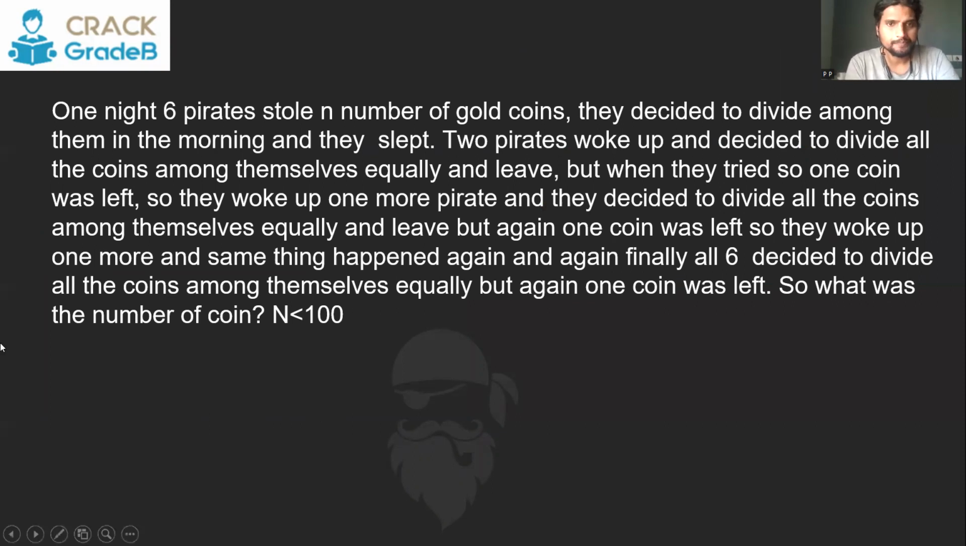Let's read this. One night, six pirates stole n number of gold coins. They decided to divide them among themselves in the morning, and they slept. Two pirates woke up and decided to divide all the coins among themselves equally. But when they tried, one coin was left. So they woke up one more pirate and decided to divide all the coins among themselves equally. But again, one coin was left. So they woke up one more, and the same thing happened again and again.